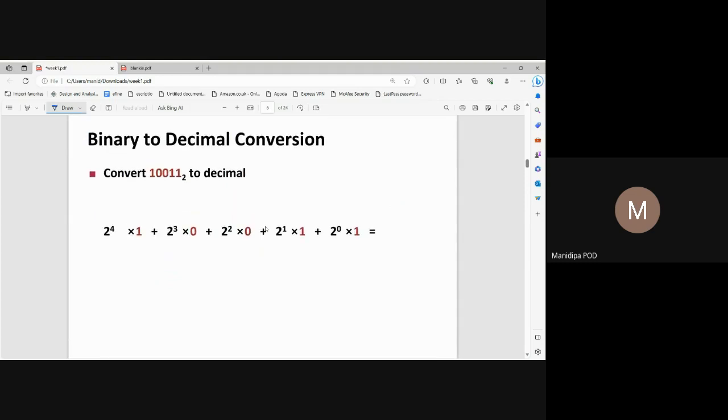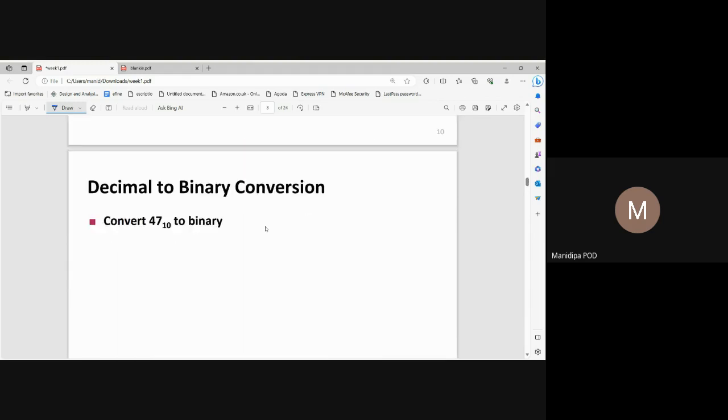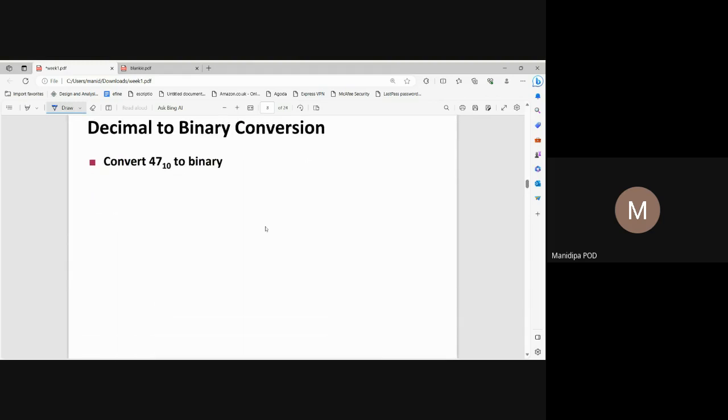Similarly, you can do one more. Okay, so let's convert 47 base 10 to binary. We'll do the same division. So 47 is an odd number, so obviously we will get a 1 remainder. Again we get 23, so we'll get a 1 remainder. 11, so 2 5s are 10, 1 remainder. Again 5, here we'll get 1 remainder, and lastly we'll get a 0.